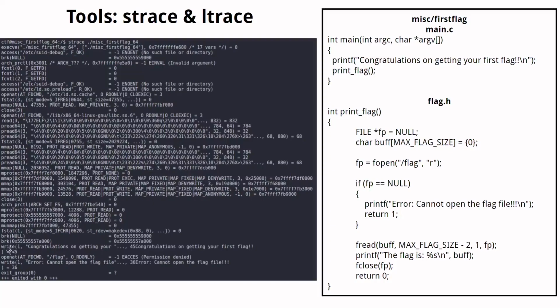This system call corresponds to this printf. So in this printf, we say, congratulations on getting your first flag. Eventually, the program makes a system call, a write system call, to file descriptor 1, right? So in Linux, file descriptor 0 is reserved for standard input. 1 is reserved for standard output.